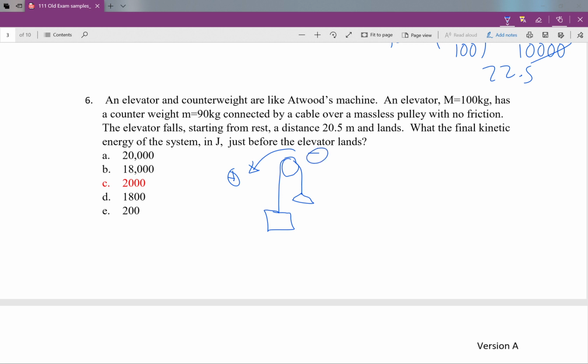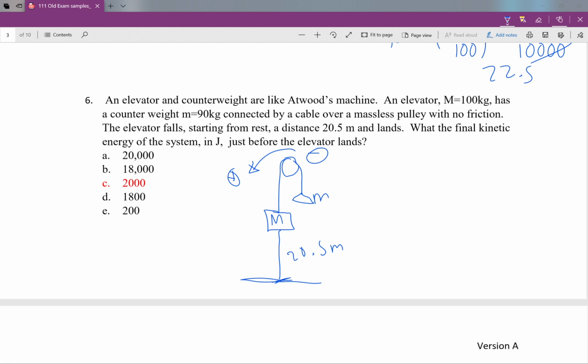Now, the mass of the elevator, big M, is 100 kilograms, and the little mass of the counterweight is 90 kilograms, which is just 10 kilograms less. Now we know that the pulley is massless. There's no friction. That's good to know. The elevator falls a distance of 20.5 meters, and then it lands. It hits the ground. So what is the final kinetic energy?